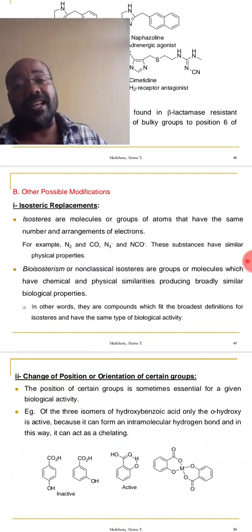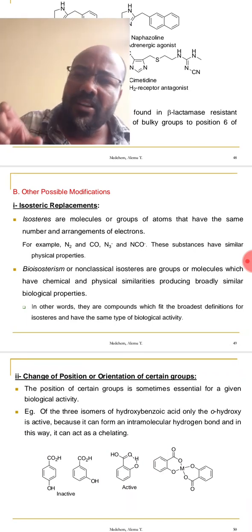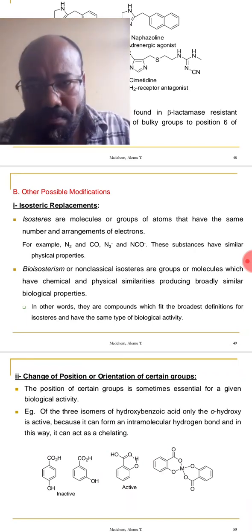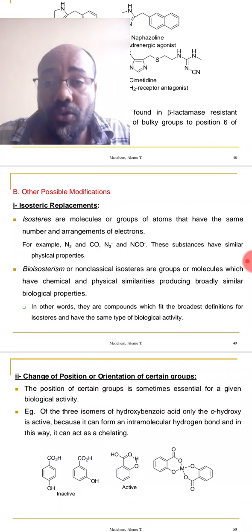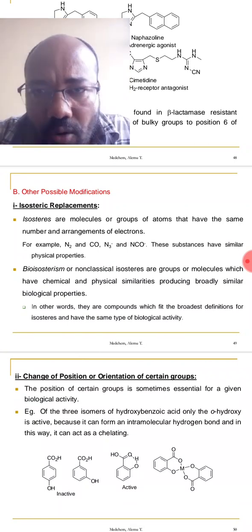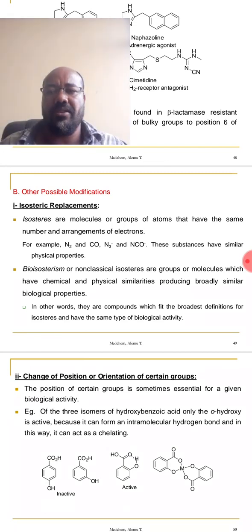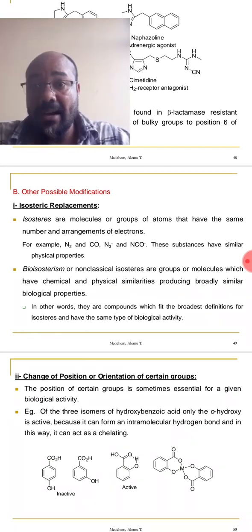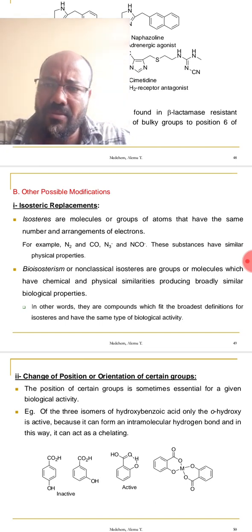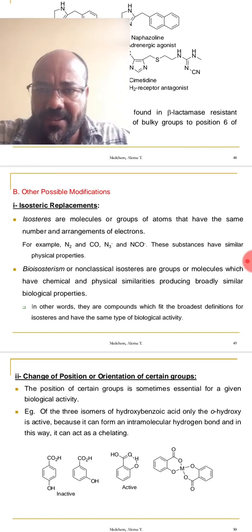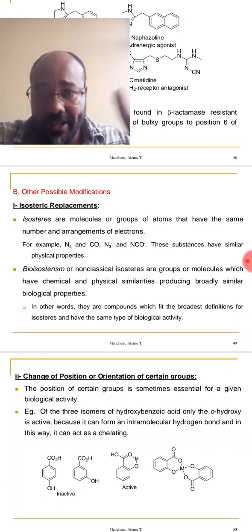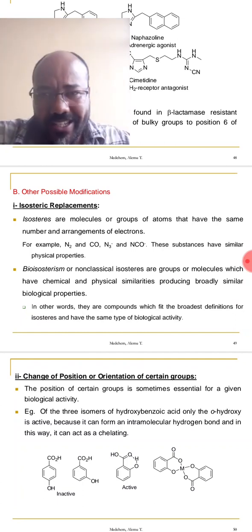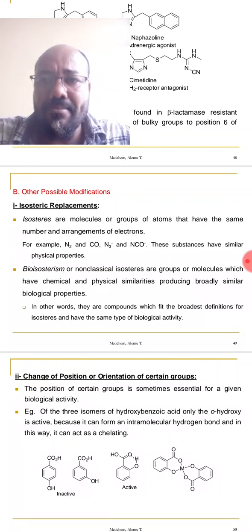bioisosteres. Therefore, in medicinal chemistry, introduction of a bioisosteric group will generate a new compound, a new drug. We have an example. In the case of aspirin, we will see aspirin and diclofenac, or salicylic acid and anthranilic acid. They differ in the OH group at the ortho position. OH and NH2 are bioisosteric, meaning they have the same number and arrangement of electrons.